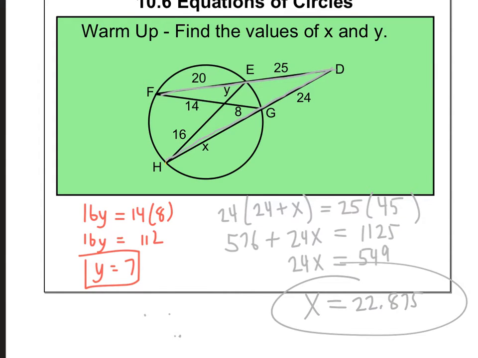Okay, so just remember those were the rules. Basically, if you have chords intersecting inside the circle, like the first example, like we had this and this, it's always piece times piece equals piece times piece. But the ones that intersect outside, the secants, it's always outside length times entire length equals outside length times entire length. Okay, all right.